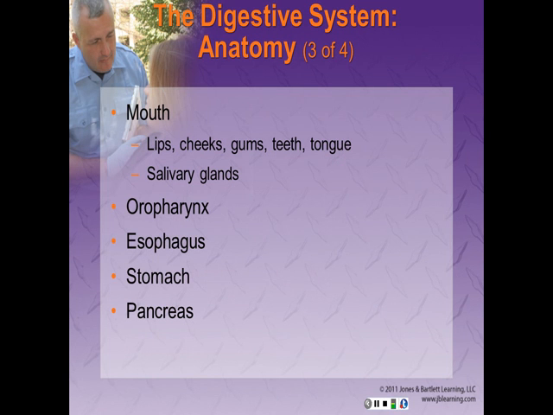The mouth consists of the lips, the cheeks, the gums, the teeth, and the tongue. There are also salivary glands that produce 1.5 liters of saliva daily, and it serves as a binder and as a lubricant.